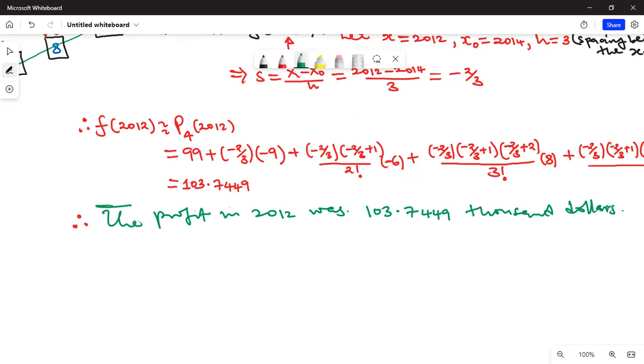So that's how to use backward difference to obtain the approximate values of f of x. And you see, you can approximate 103.7 as, of course, 104 when you round off to the nearest whole number.